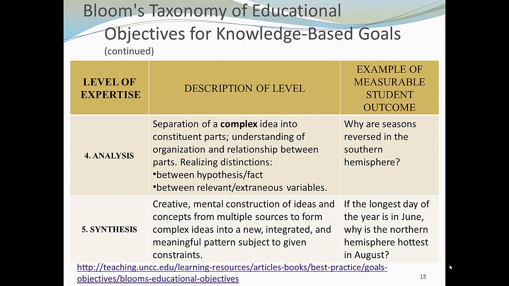It's more work for the student, it's more work for the teacher to grade, but then you really know if they got what was delivered. Any questions on any of those levels?